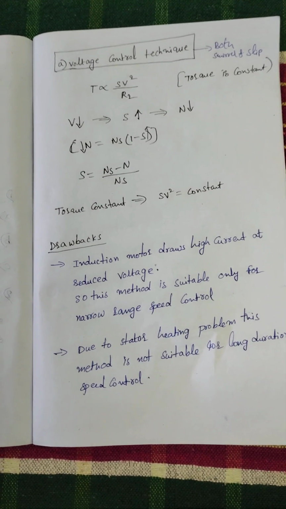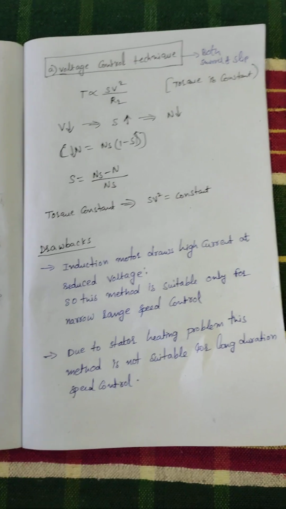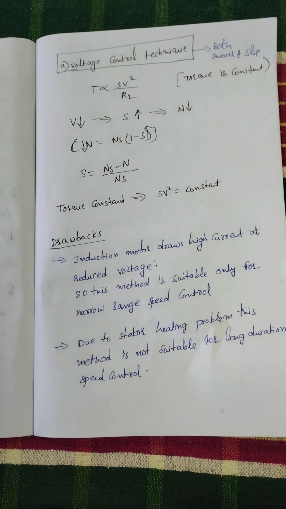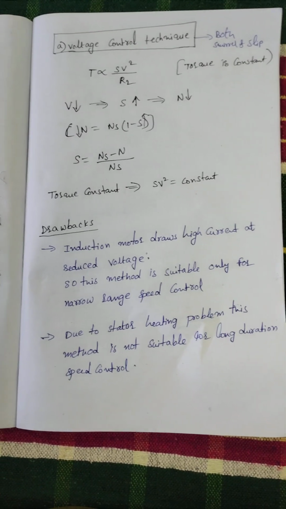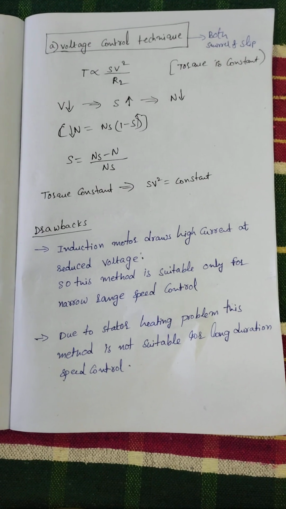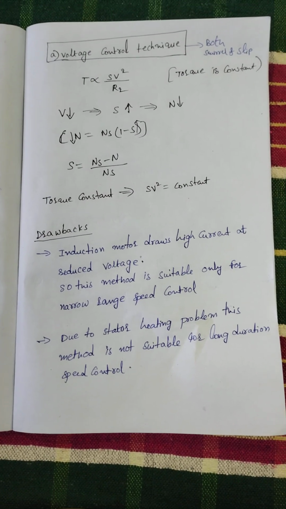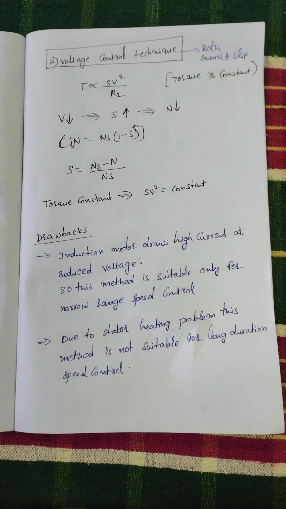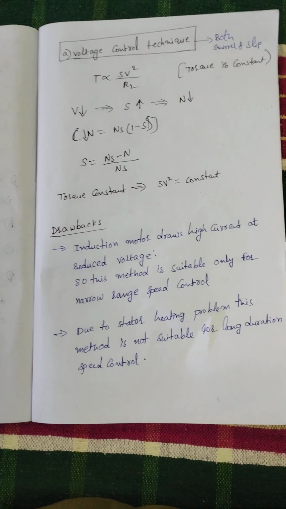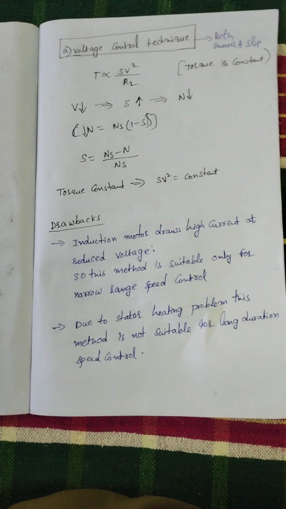Drawbacks of this voltage control technique: the induction motor draws high current at reduced voltage. Due to the stator heating problem, this method is not suitable for long duration speed control. So this is only used for narrow range speed control.